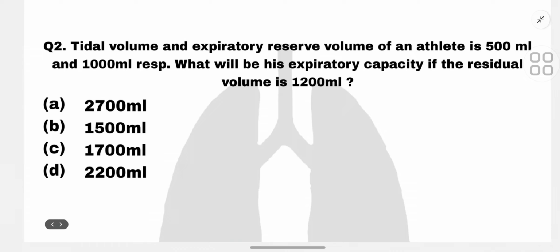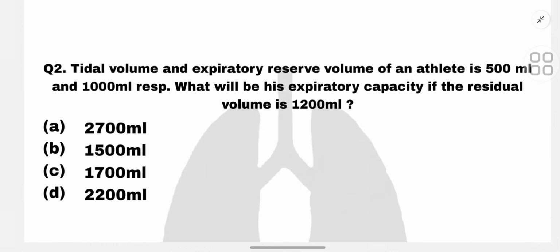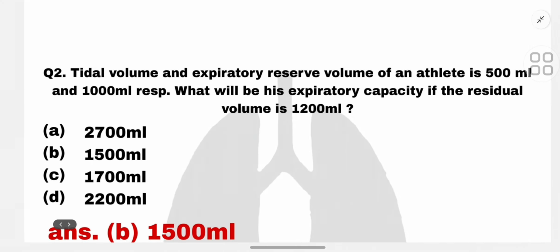So next question is, tidal volume and expiratory reserve volume of an athlete is 500 ml and 100 ml respectively. What will be his expiratory capacity if the residual volume is 1200 ml? A. 2700 ml, B. 1500 ml, C. 1700 ml, D. 2200 ml. So the correct answer is B. 1500 ml.